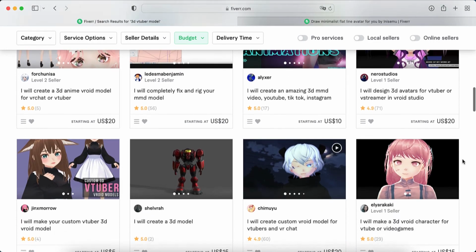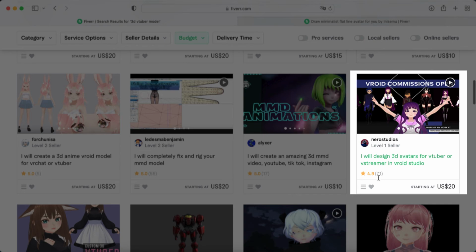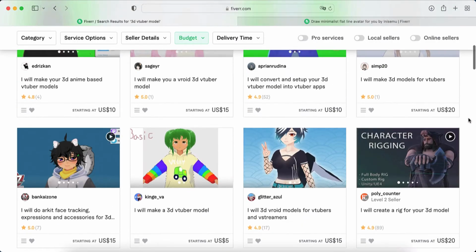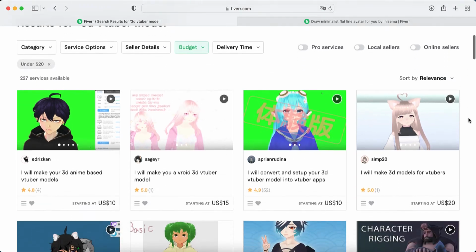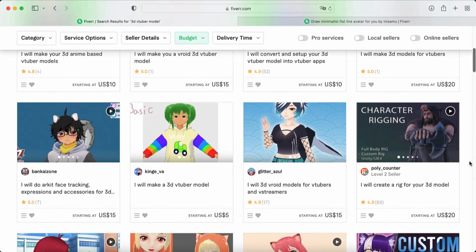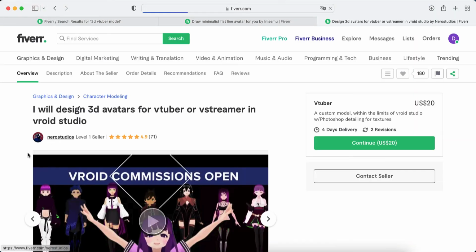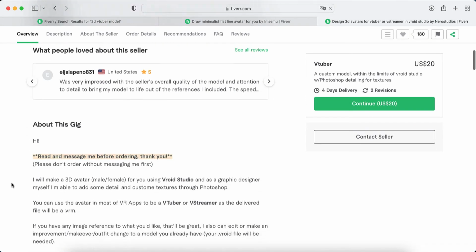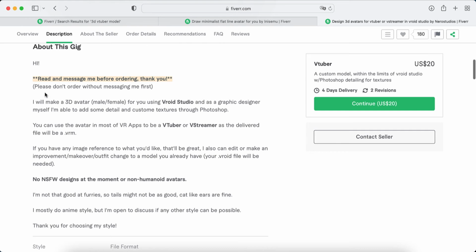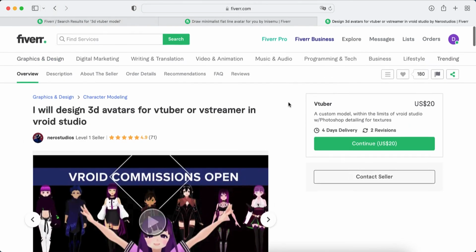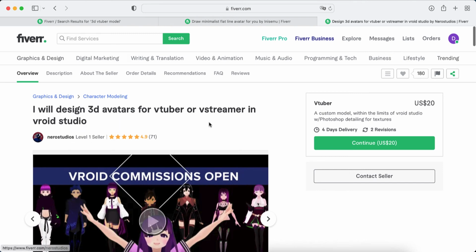So this is the one I picked. I picked the one over here, 71 reviews. This looks kind of fancy, so that's the one I went with. But have a look at what other people offer and see what catches your eye. So this one caught my eye. It's Nero Studios. Again, make sure you read the gig and read what they offer. What I did again was I actually contacted the seller, Nero Studios. We had a bit of back and forth, and eventually I went with the gig.